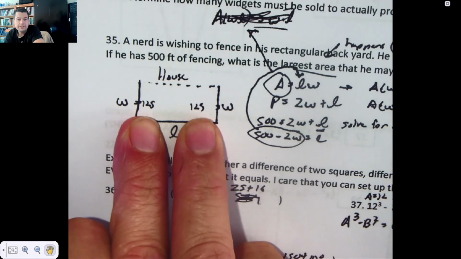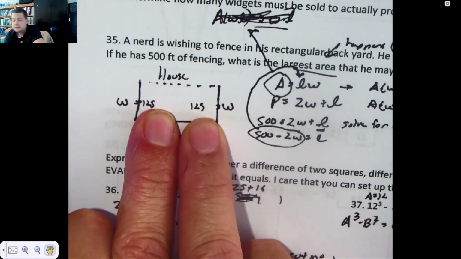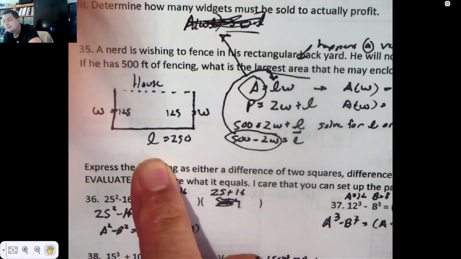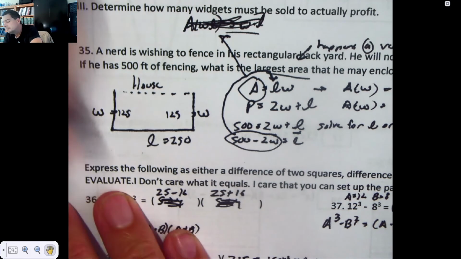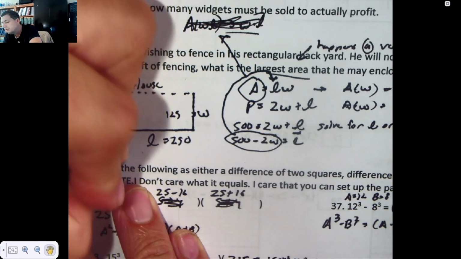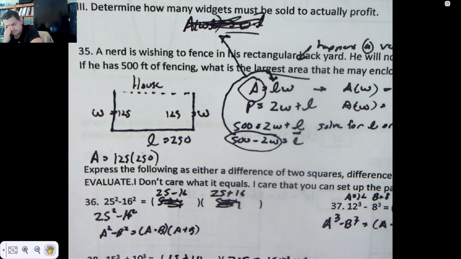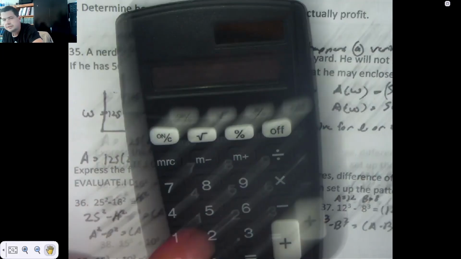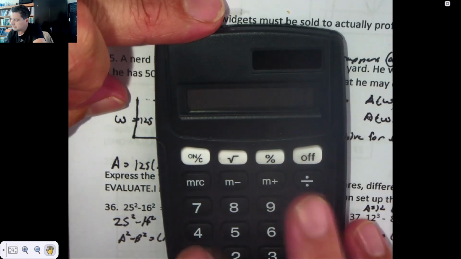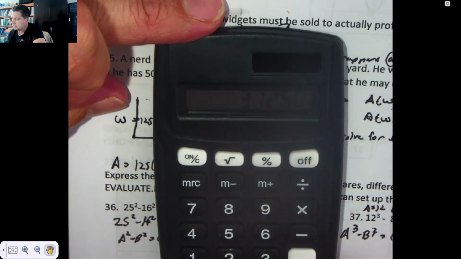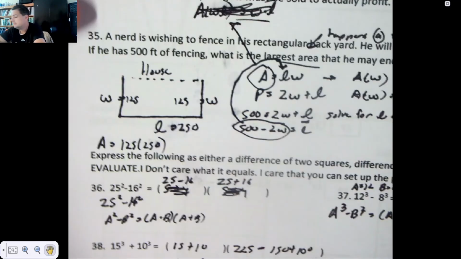Now I had 500 foot of fence. Those two together make 250. That leaves 250 foot for my length. Now the reason I did all that is because I want to know the largest area. Go back to the old length times width, 125 times 250. Which I'm too tired to do in my head. I want to say it's 3,750, but I'm probably wrong. Oh, nope, I'm way off. 31,250.